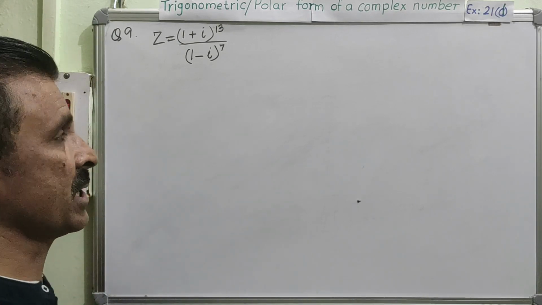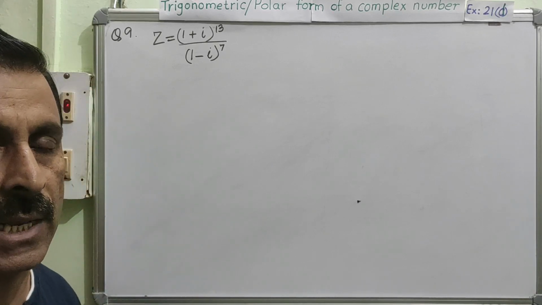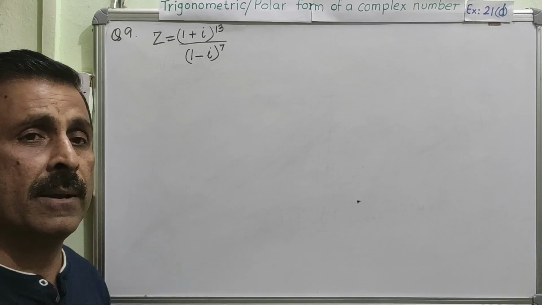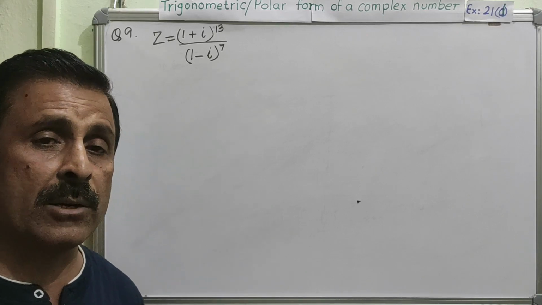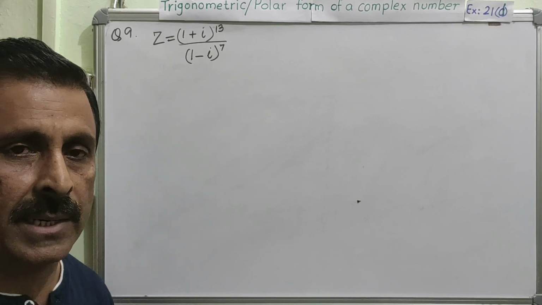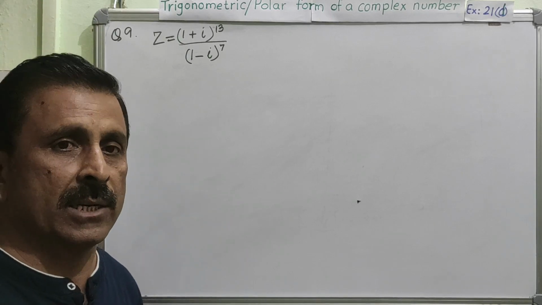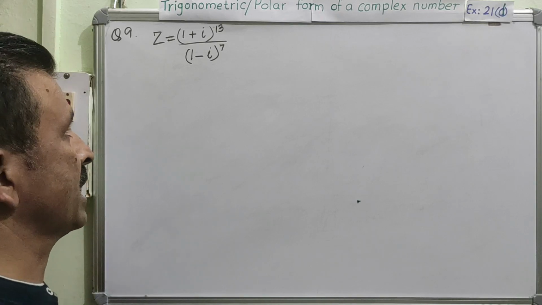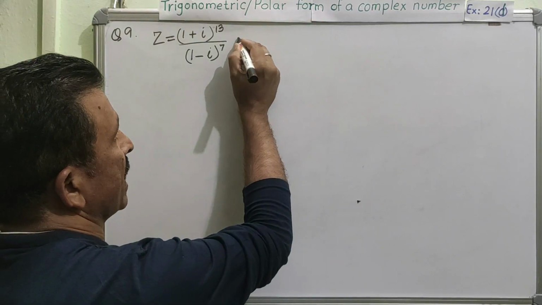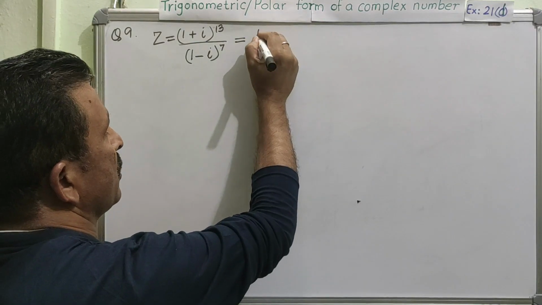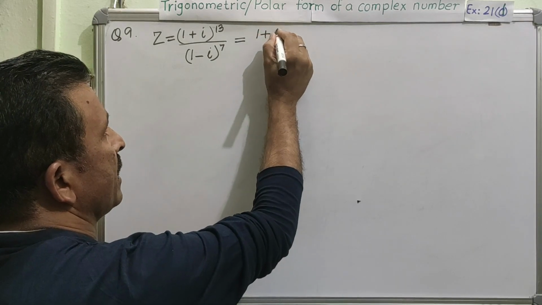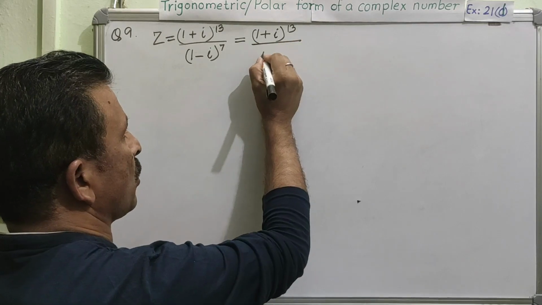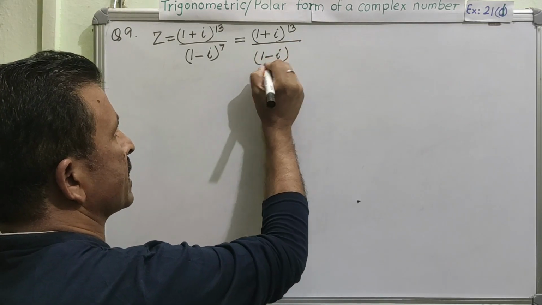So first of all, this question needs a rationalization. The reason I'm using the term rationalization is that you can see there is a complex number even in the denominator, which is not acceptable, right? A complex number cannot be in the denominator. So that is why I use the term rationalization. We are going to rationalize this first. The numerator is (1 plus i) to the power 13, and the denominator is (1 minus i) to the power 7.